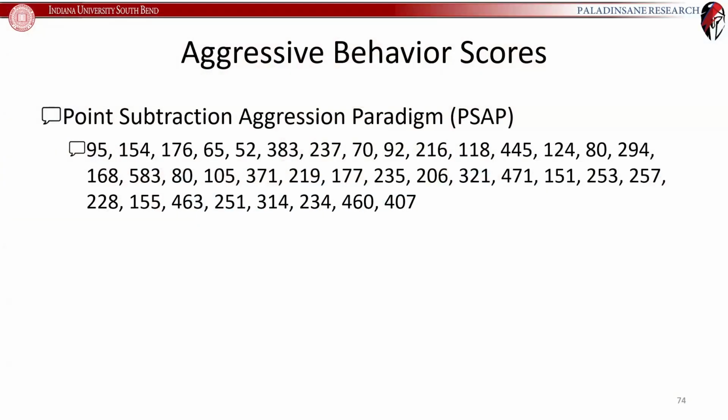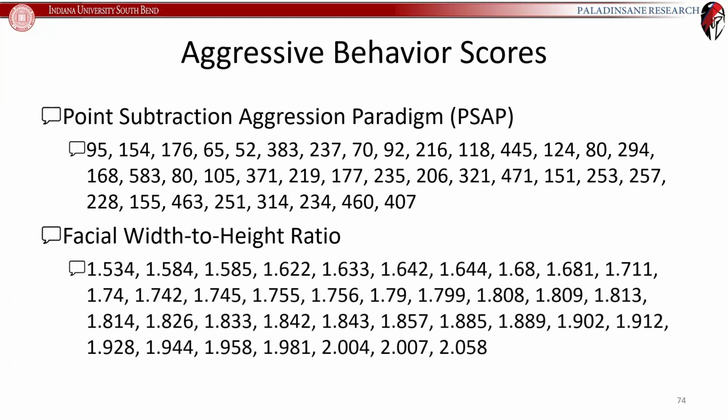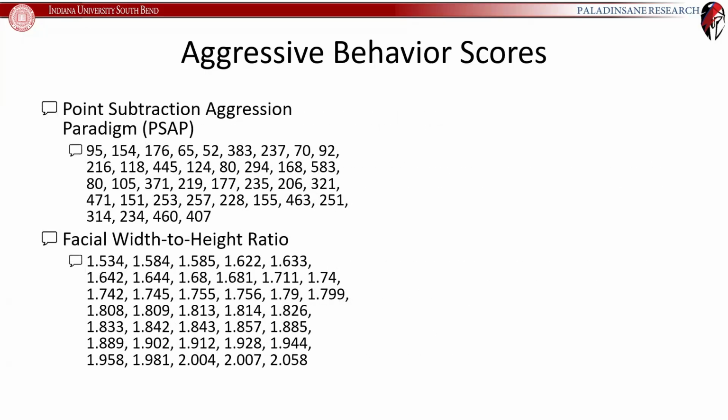So here we have the 37 scores of aggression from that point subtraction aggression paradigm. And then before we can make a scatter plot, we also need the 37 scores for each of these individuals and their facial width to height ratio. So we need the scores for the other variable, which are right there. And now we can build our scatter plot. It's important to remember that these variables on a scatter plot have to be from the same individuals. It only makes sense if they're from the same individuals.